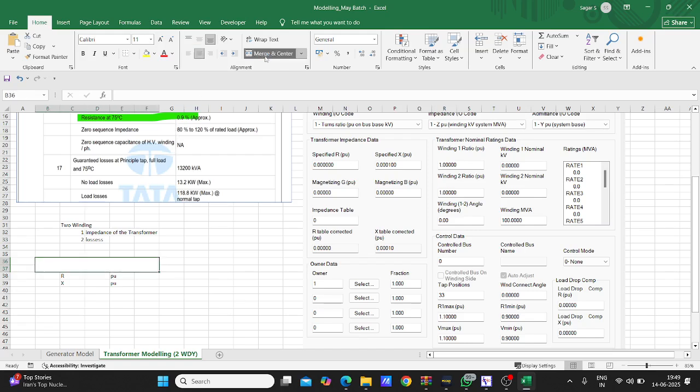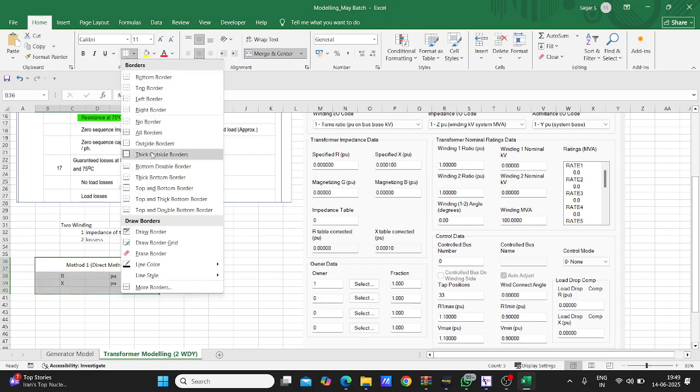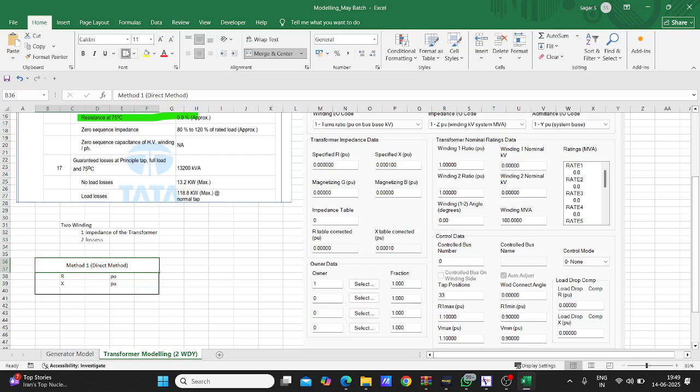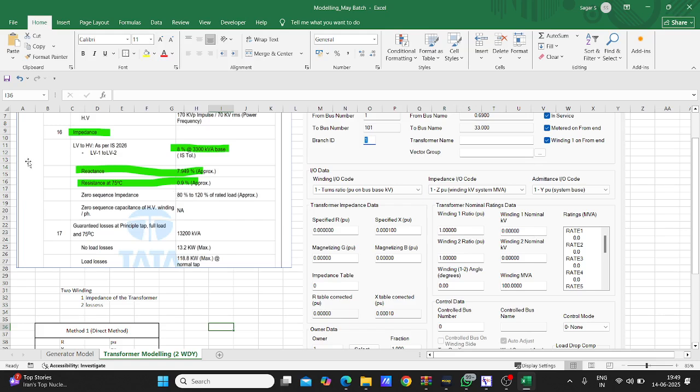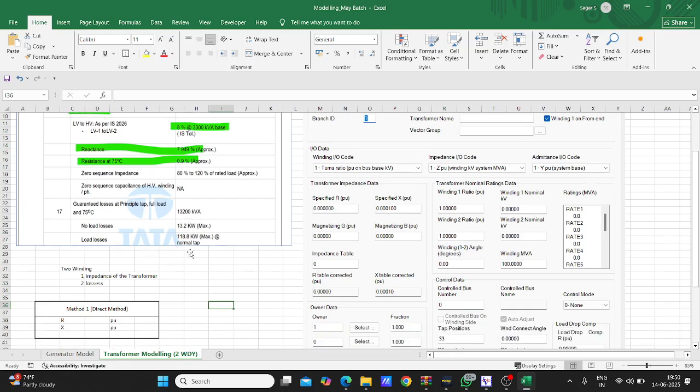So method one is the direct method. Why I am calling it the direct method is that nowadays most transformer details are given directly. That means you may be able to find R and X directly in the transformer data sheet. For example, I have highlighted the impedance equal to 8 percentage at 3300 kVA base. The reactance is given as 0.7949 percentage, and resistance at 75 degrees Celsius is equal to 0.9 percentage. That means the values of R and X are directly given in the transformer data sheet.